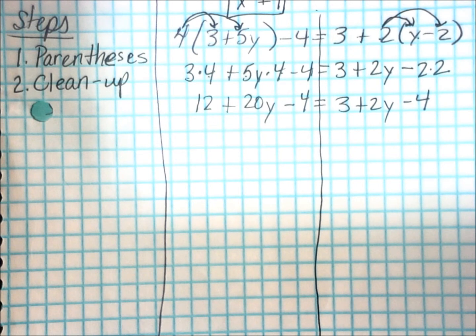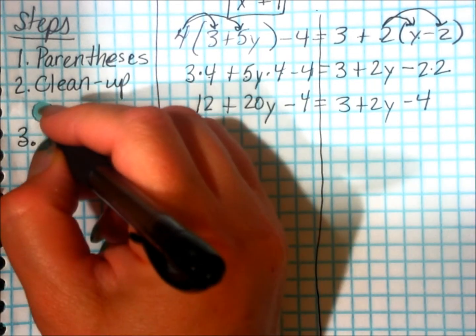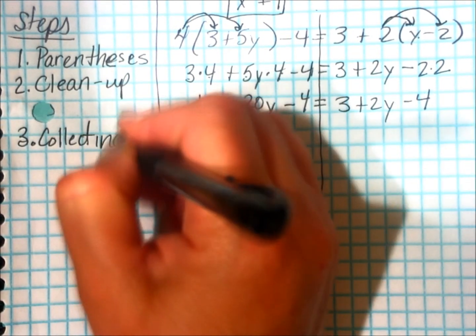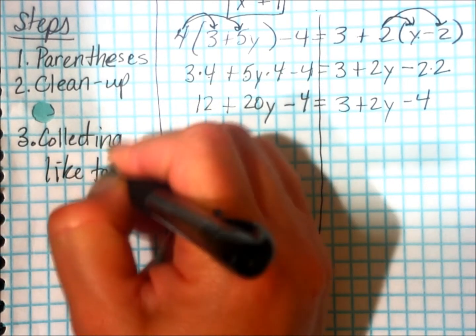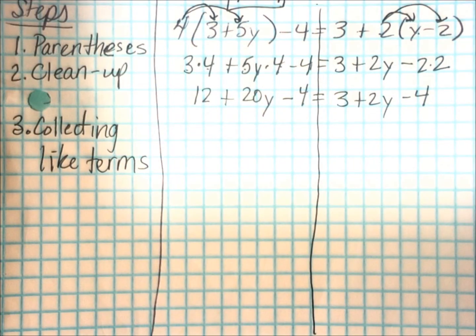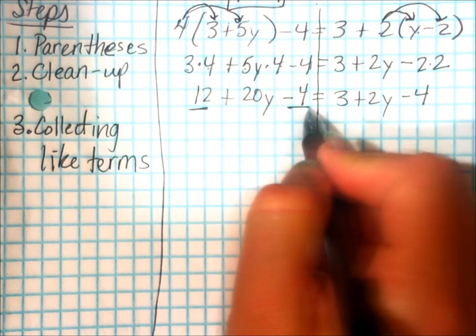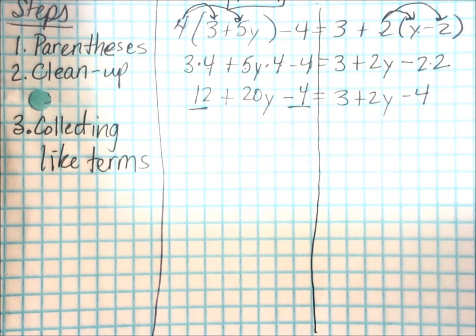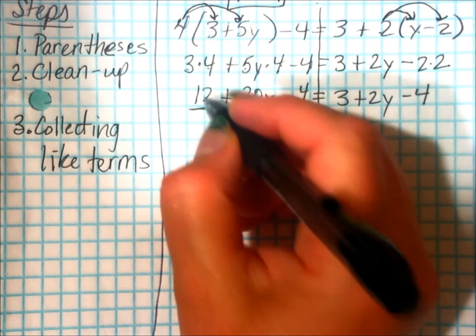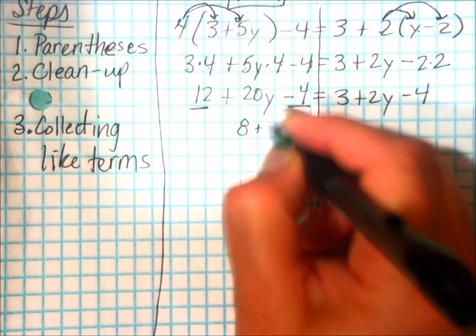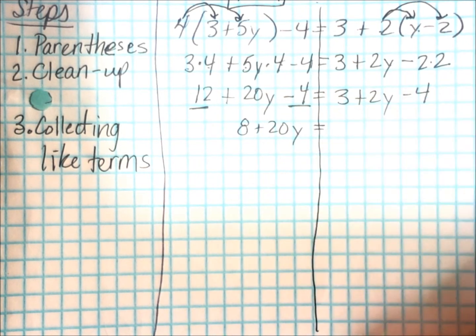So now, we still can clean up on the same side. We're looking for common things to add together, and we talked about that in chapter 1 and 2. We called that collecting like terms. When we collect like terms, we're going to stay on the same side. I see that I have the 12 and the negative 4, so I'm going to put those together. There's no x or y, they're just numbers. So 12 minus 4 is 8. Bring down the 20y. Bring down the equal sign.